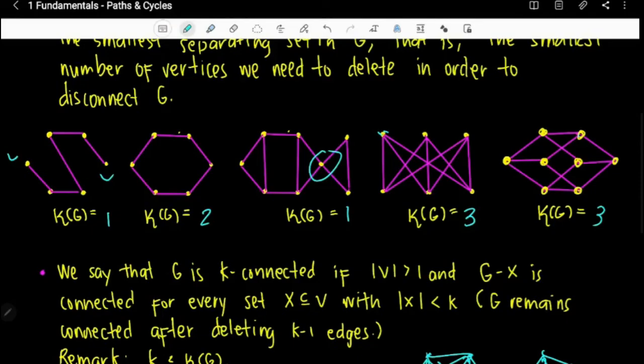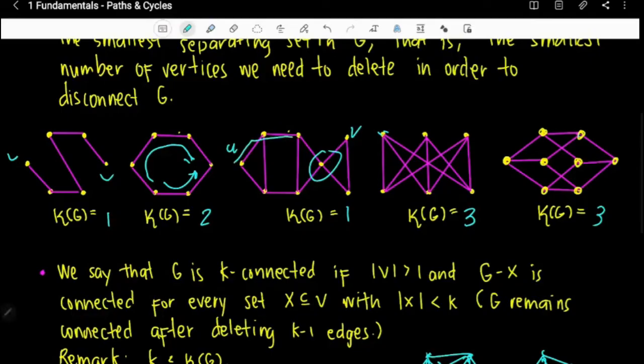So, one connected lang siya. But in this case, in a cycle, there are two paths connecting any 2 points. Any distinct 2 points in your graph can be connected by two distinct paths. Now, this is one connected because once your points are on either side, so for example, you have a point here and a point here, you only have one path with distinct vertices to go from U to V.